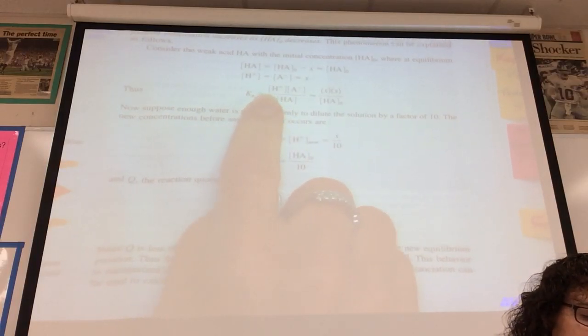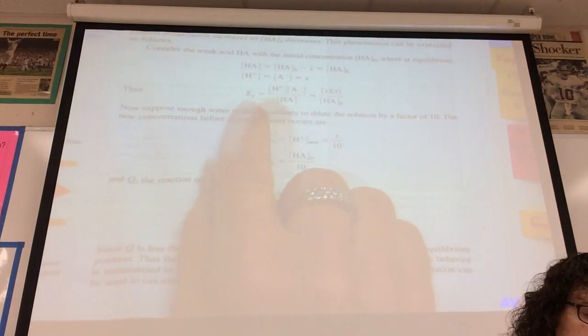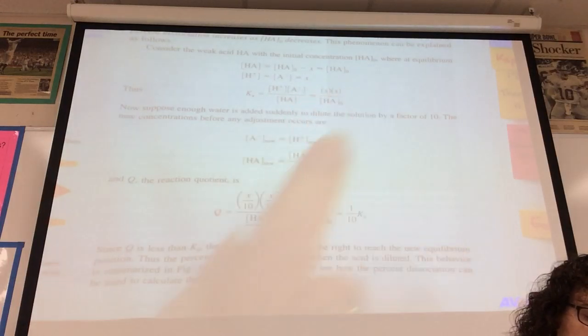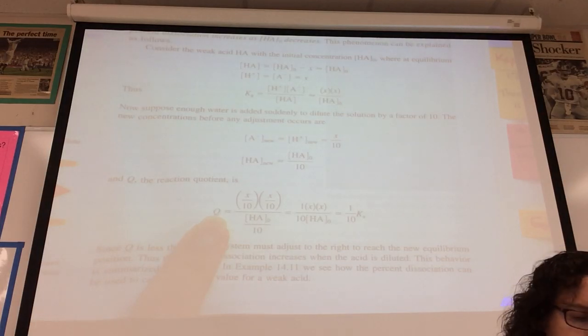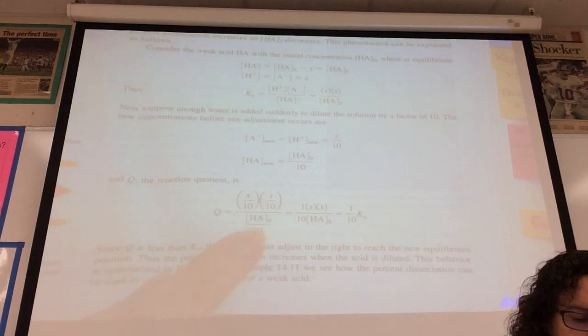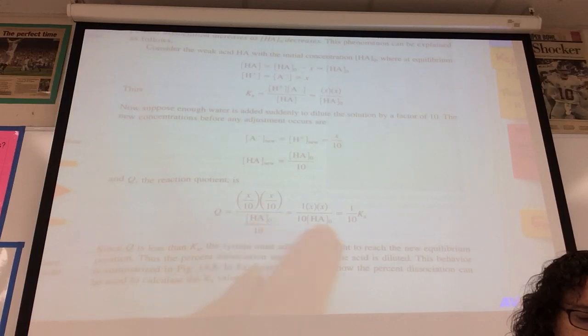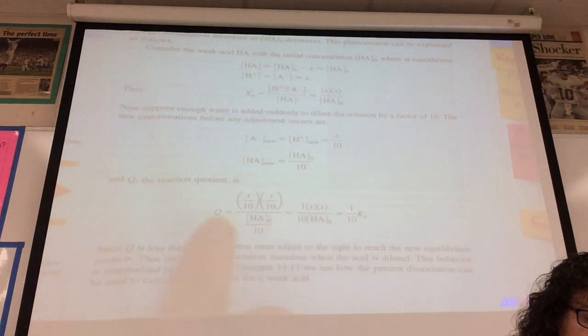Going back to your Ka expression, you're basically going to use this, and now you've got non-equilibrium conditions because you've done something to perturb the system, and you're going to divide each of them by 10. This 10 and this 10 cancel, correct? Or this and this, it doesn't matter which. And you have x squared over 10 divided by this, so you just put the divided 10 right here. And now you have Q is equal to 1/10 Ka.